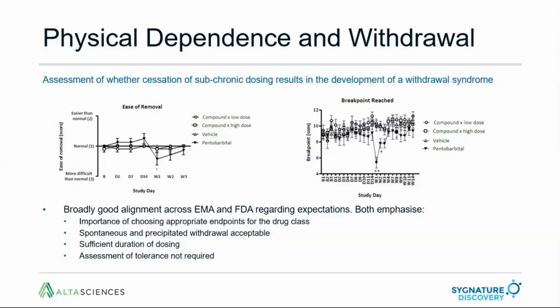They both emphasize that it's important to consider the sufficient duration of dosing, but don't necessarily go into details about exactly what that is. And interestingly, they both comment that the assessment of tolerance is not required. So with drugs that induce withdrawal, it's not unusual to also see tolerance during the dosing of the drug, but it's not a necessary link, and therefore they highlight that that in itself is not a key factor. Next slide, please.